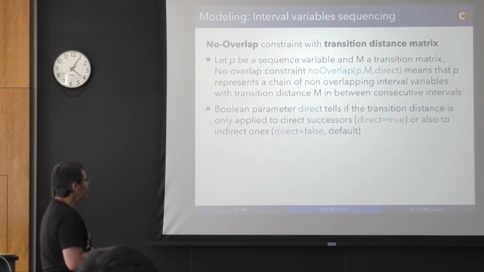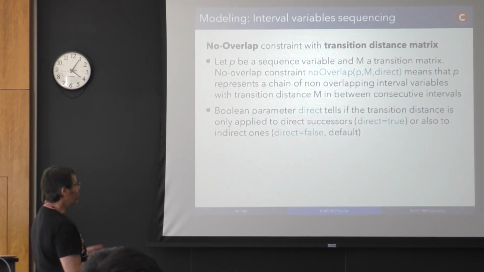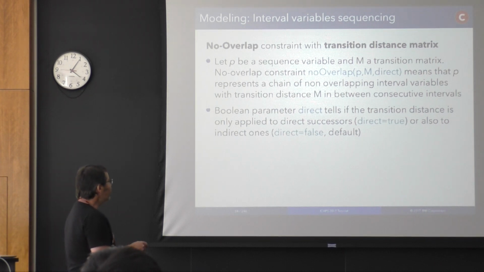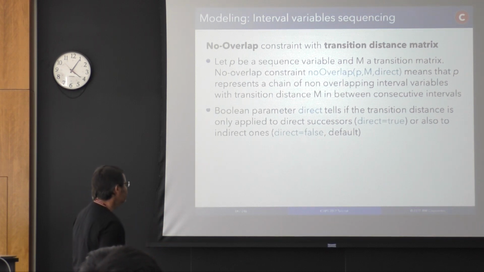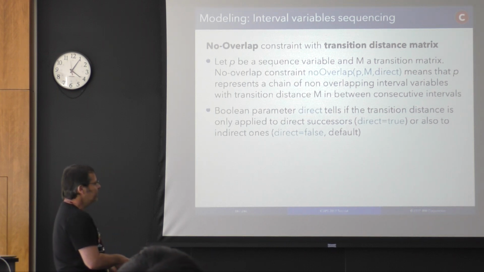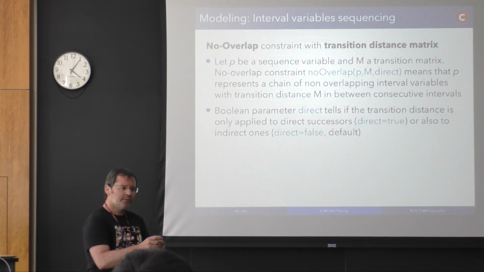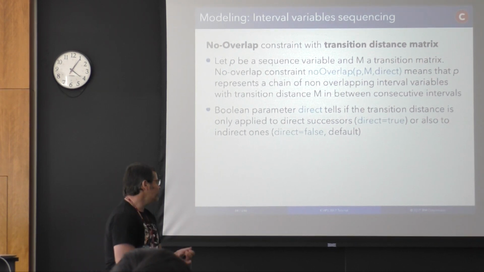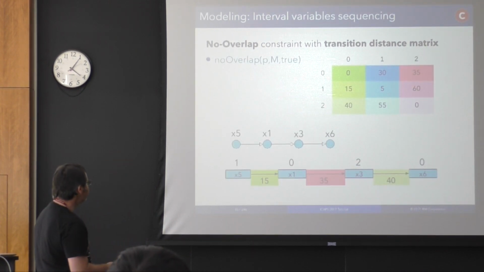it means that P will represent a chain of non-overlapping interval variables, of course, the present ones, and you will have a transition distance M in between consecutive intervals, indexed by the index of the interval variable. Actually, this is a little detail, but you have a Boolean parameter that tells if the transition distance is only applied between direct successors or also between an interval variable and all the successors. Okay, let's see an example. It's much easier to understand.